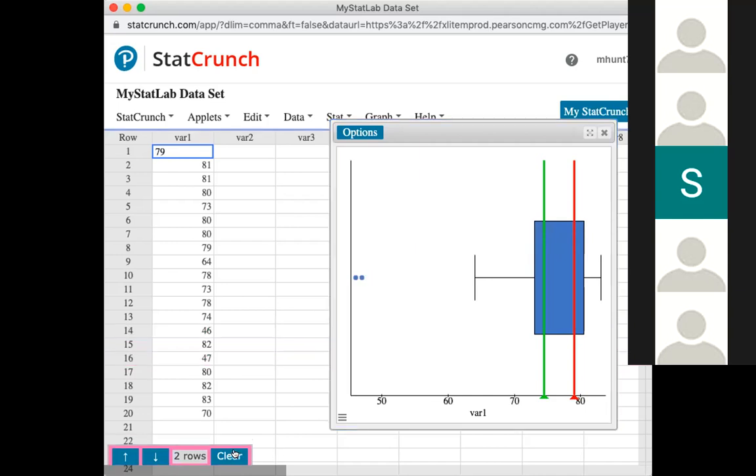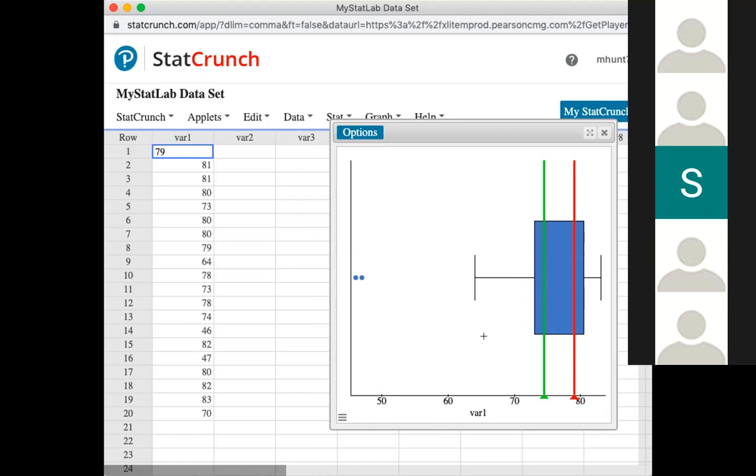Good to know. Okay, let's look at the mean. The mean is 74.5. And the median is bigger than that. The median is 79. So why is the mean smaller? It's influenced by these small values. These small values are dragging the mean down.